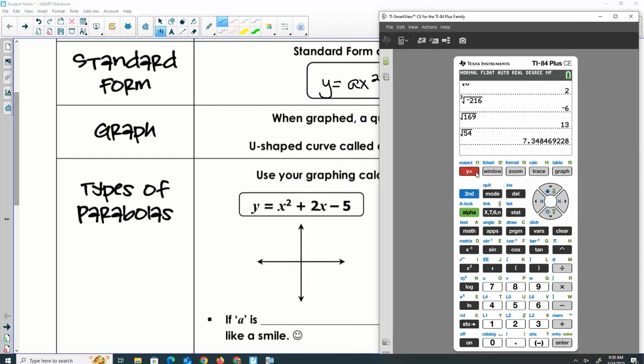Okay, I want you to go to the y equals on here. And we are going to type in this equation. You don't have to type the y equals, it's already there. We type in x squared. So x, you see this button up here. X squared plus 2x minus 5.